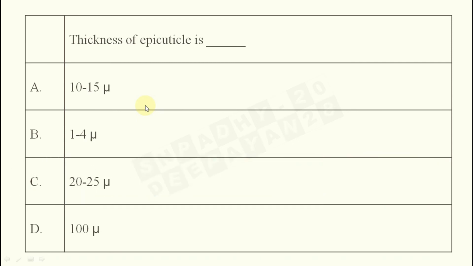Next you see, what is the thickness of your epicuticle? This is also a very, very important question on numerical basis, otherwise not that much important, but still you should remember the thickness of the epicuticle. Sometimes if required it may come in the exam. First, try to remember the thickness of the basement membrane, that was 0.5 micron. But in case of epicuticle you see what is the answer? Option B, 1 to 4 micron is the thickness of the epicuticle.